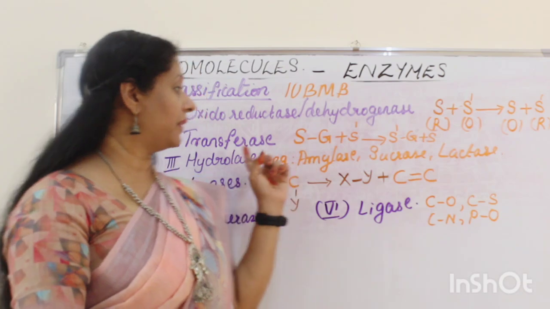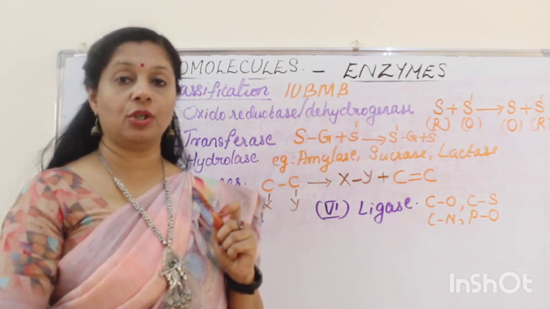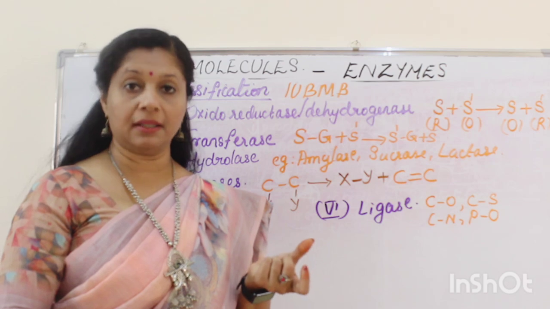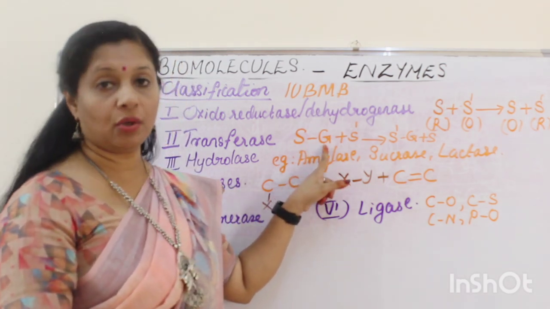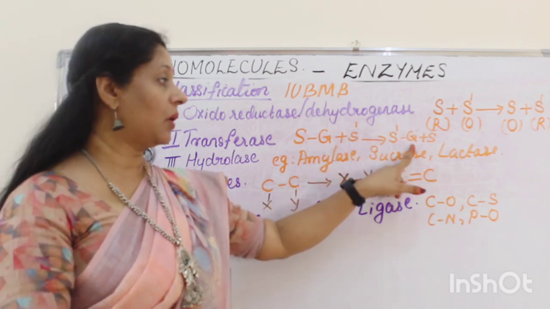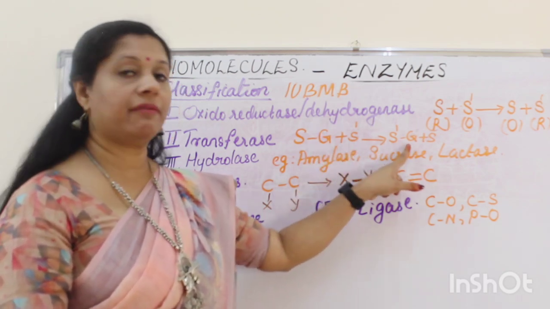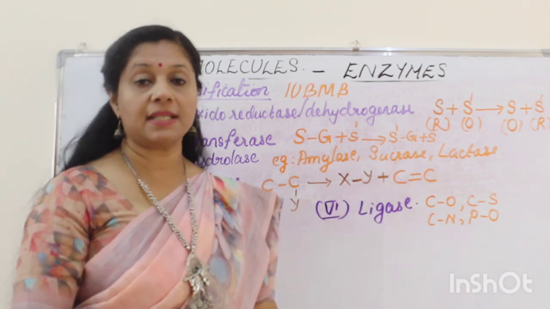The second class of enzyme is a transferase. Transferase is actually transferring a group from one substrate to the other, other than hydrogen. For example, here S has a G group associated with it and S dash is another substrate. But in the product, the group G has been shifted to S dash. Now S is free. So this is called a transferase enzyme.